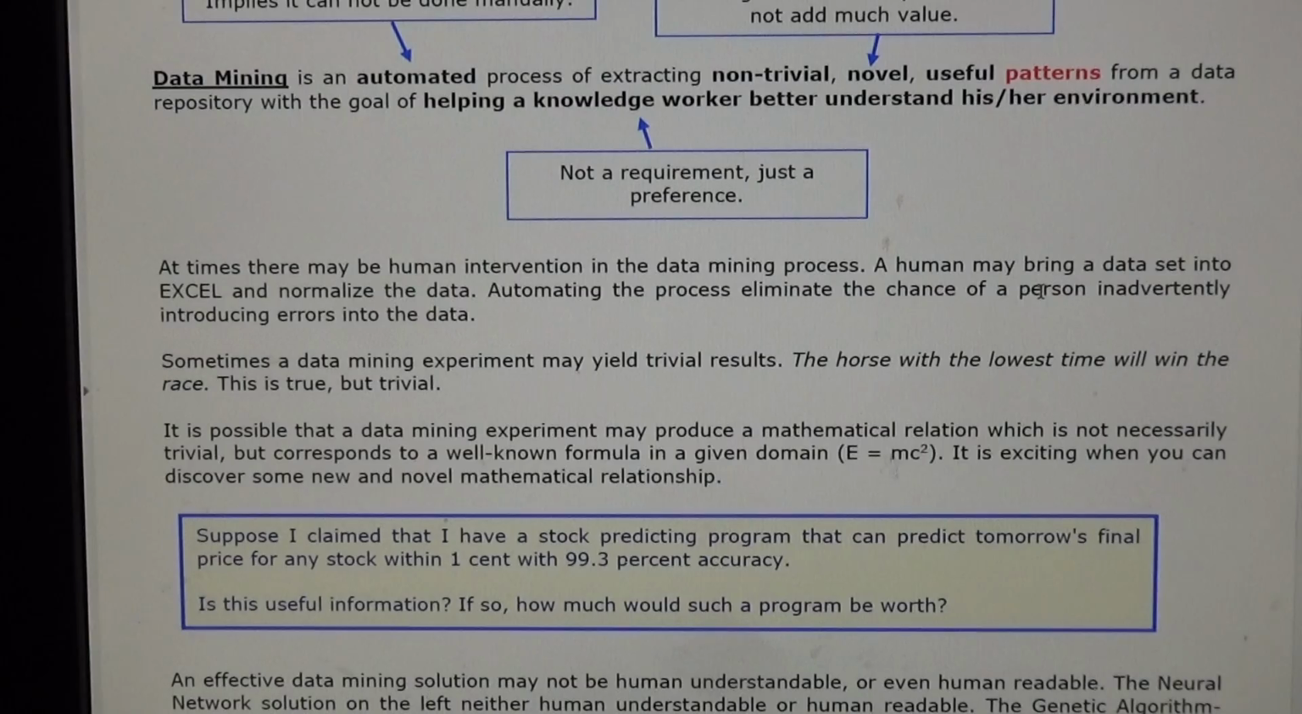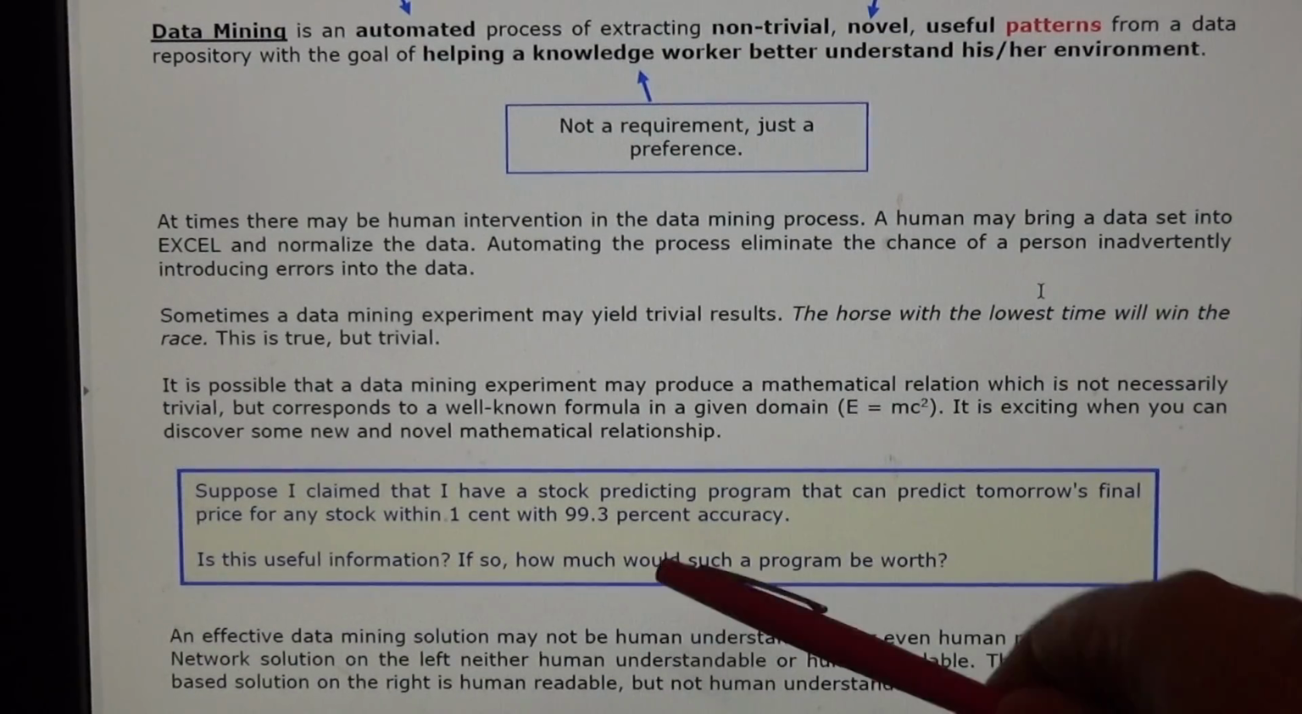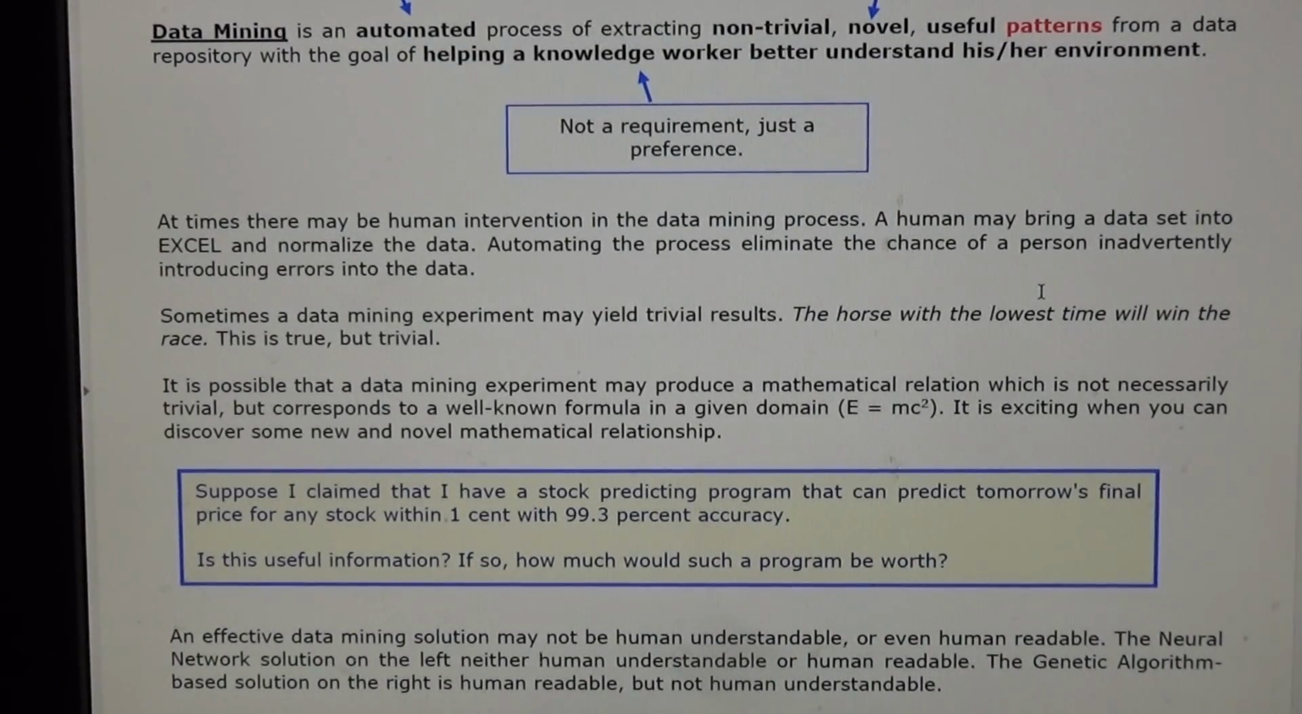Well, here's something. Suppose I claimed I have a stock predicting program that can predict tomorrow's final price within 1 cent with 99.3% accuracy. Is this useful, and what might that program be worth? Would it be worth $1,000, $10,000? Well, for you, I'll sell it to you for $5, okay, because you're such a great person. Now, the only thing I forgot to tell you is when I run the program, it takes 2 days to run. So it is accurate, but the results when you get it back are not valuable, as you can see.